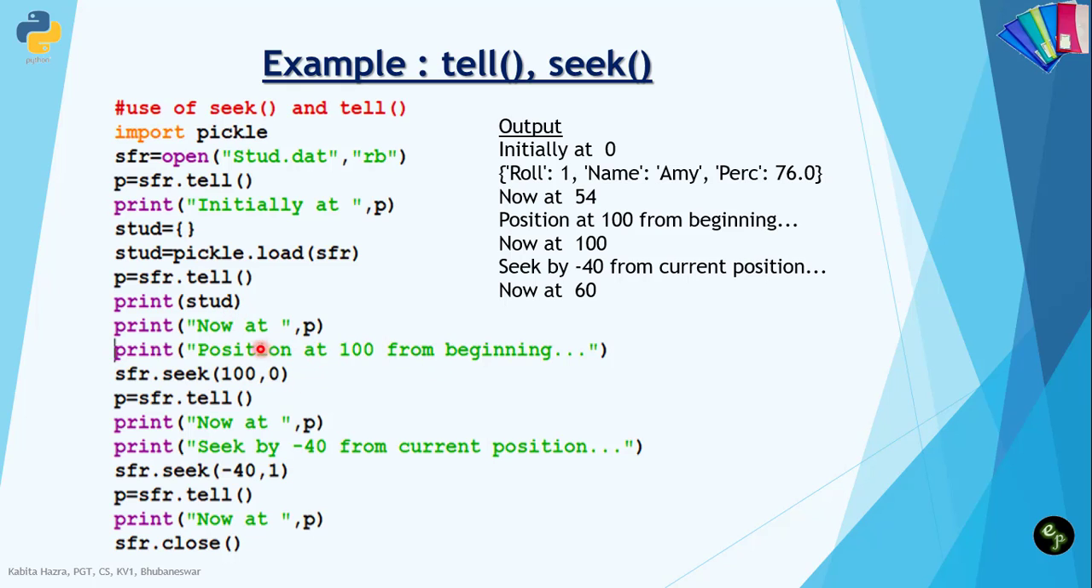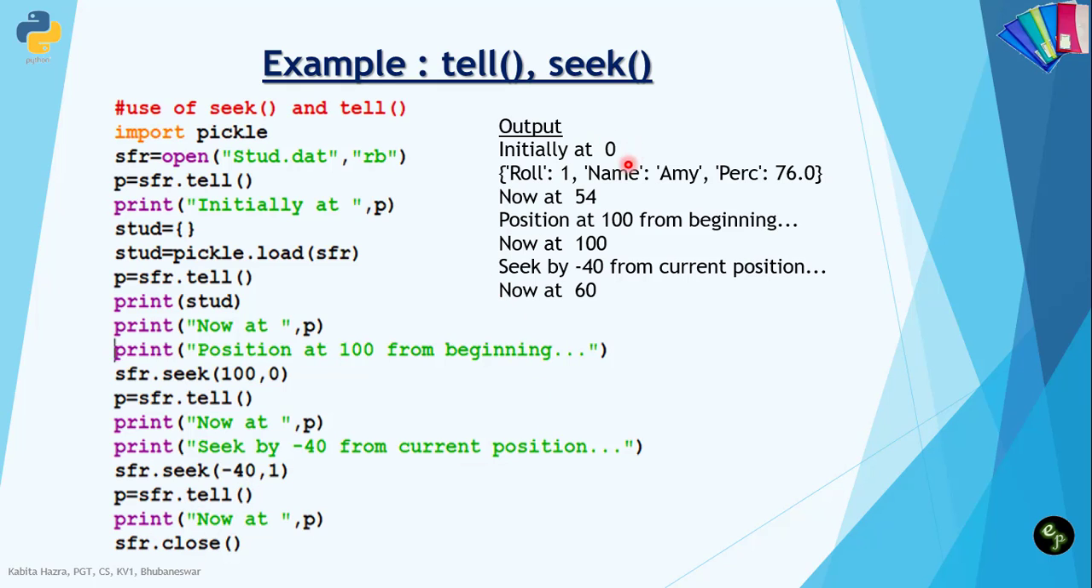We are positioning the file pointer using the seek method at 100 bytes, and then we are checking whether it has moved to that particular position or not. Finally, we are positioning the file pointer moving backwards by 40, so we have given -40 here. Remember, from the beginning we can move in the forward direction only, from the end we can move in the backward direction only, that is we have to keep the position value as minus, and from the current position we can move in any direction. So again we are checking the position, and finally we are closing the file.